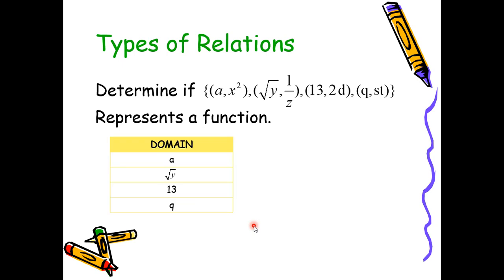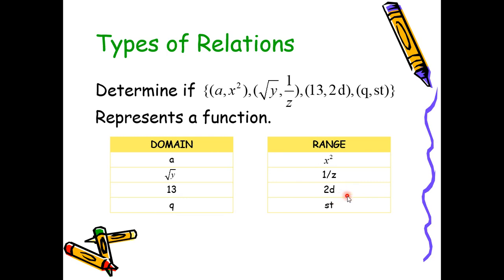Okay, so yan po, number two. Sinulat ko po dito lahat ng domain na makikita ko po dito sa ordered pair. Puro x po nila, yung nasa unahan: yung letter A, the square root of y, 13, and then Q. Dito naman sa kabila, this is the range, and this is also the y. Okay, dito po sa ordered pair po natin: yung x squared, yung 1 over z, 2D, tsaka ST.